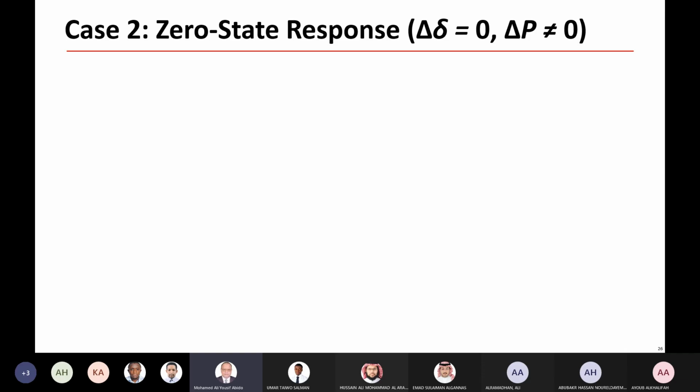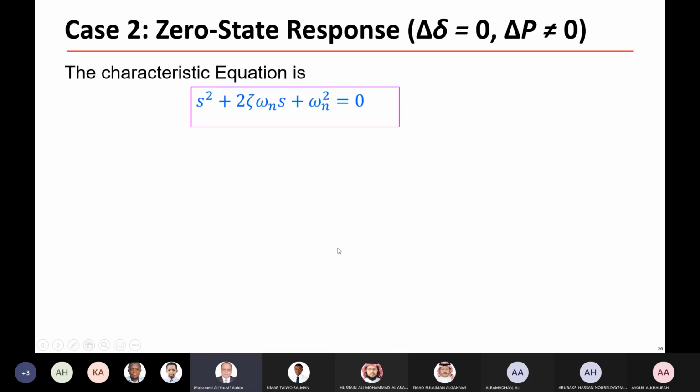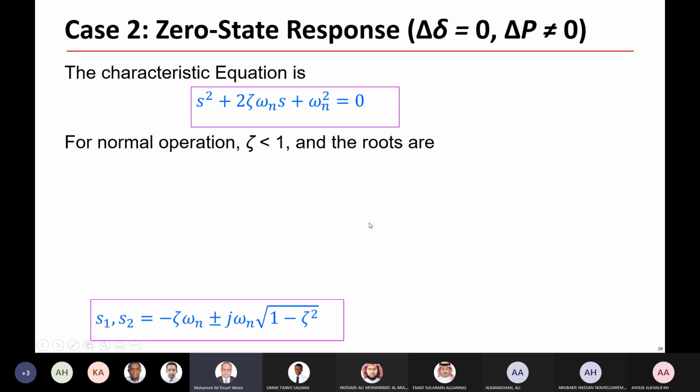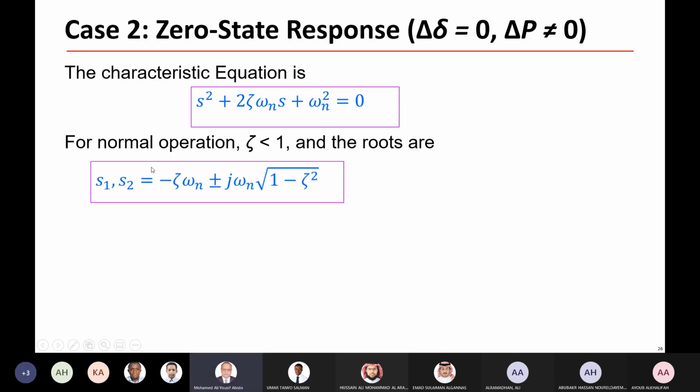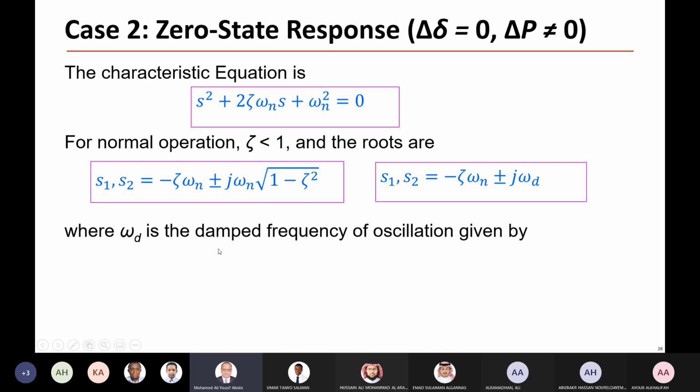Okay, I think the time now is over. So let us continue. Again, the characteristic equation for normal operation, zeta is less than 1 and the roots have a real part and an imaginary part. The imaginary part is omega d. Again, the same definition of zeta, omega n, omega d. All these are the same as before.